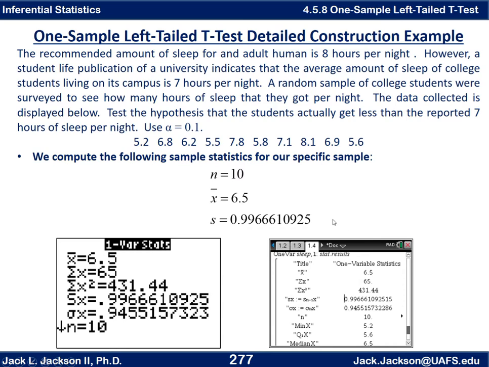Now let's compute some sample statistics. We could do this by hand with a sample this small, but it's going to be a lot easier if I use a calculator. Since I've got this already typed in, I can do one variable statistics for list 1, and I get x bar is 6.5. Of course, I could have done that by just adding these up and dividing by how many there are. I can just count them and see that there are 10 data values there. So n is 10. Add them up, I get 65, divided by 10, I get 6.5.